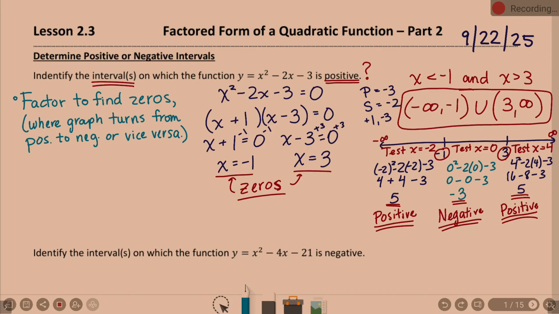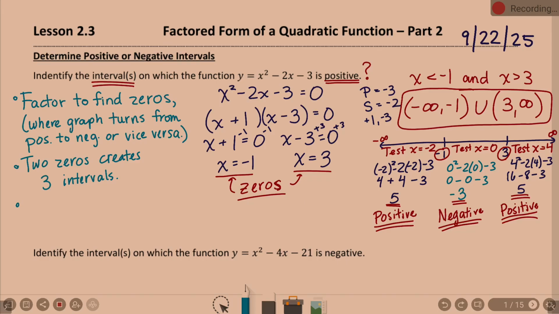Another thing to comment, we found how many zeros? We found 2 zeros in this case, yes? How many intervals did that create? 3, yes? So just realize that 2 zeros creates 3 intervals. I know the common mistake is to say, oh, 2 zeros, there's 2 intervals. No, we ended up with 3.